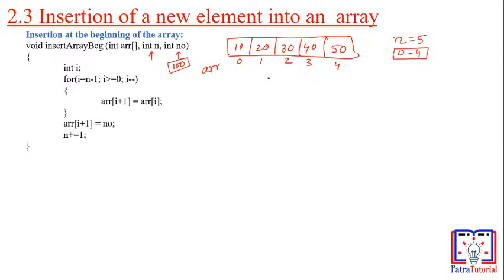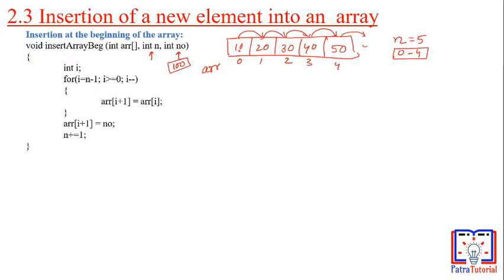Now the problem is to insert this 100 in the beginning of the array. If I want to insert 100 here, then what do I have to do? I need to shift all the elements one by one towards the right by one position. So 50 will be coming here, 40 will be going there, 30 will come here, 20 will come here, 10 will come here, then this position will be vacated, and I will insert this 100 into this location.